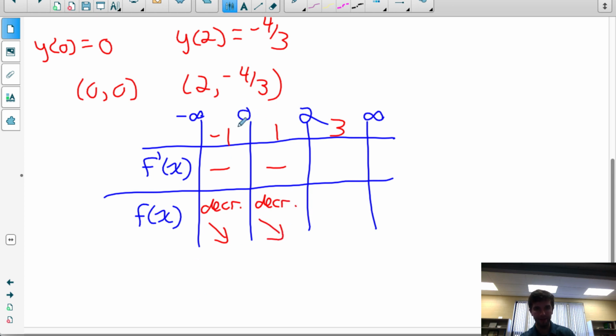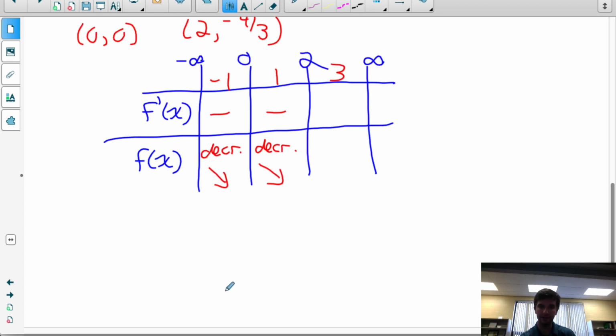So at this x value, the function has a horizontal tangent, right? But before, the function is decreasing, and then after, the function is still decreasing. So we don't actually have a local extrema point there. We don't have a local max or min point. Maybe at this one we do.